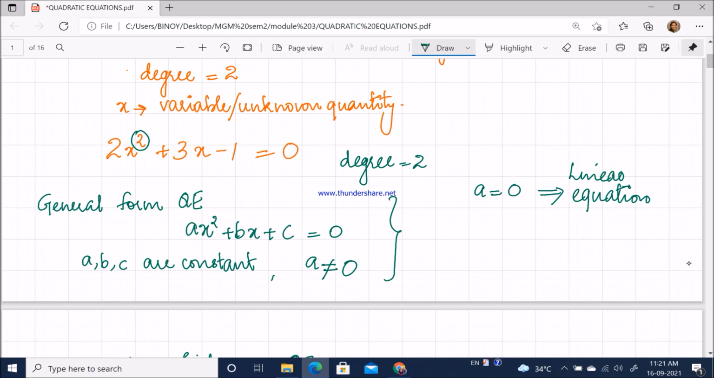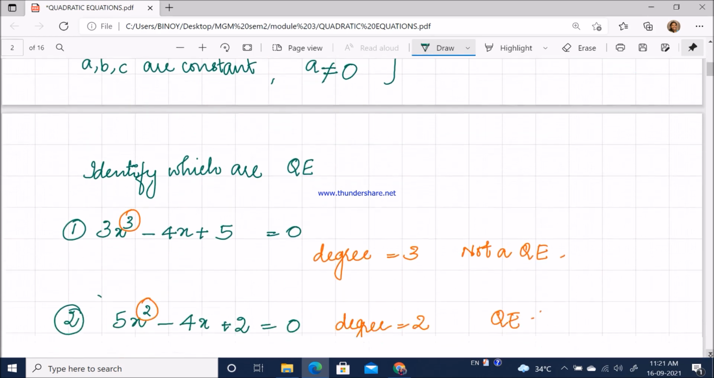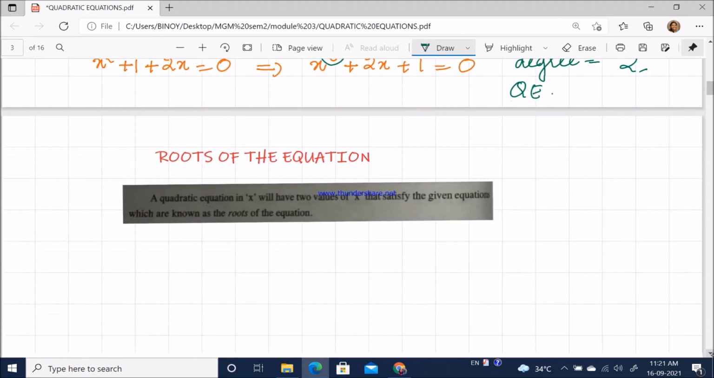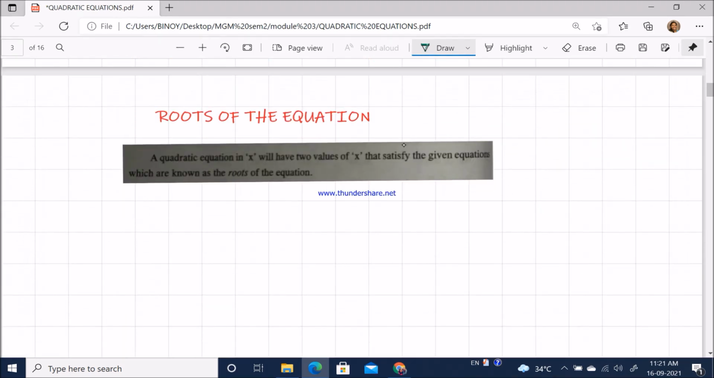If a is equal to 0, that is called a linear equation. Now let's see what are the roots of an equation. A quadratic equation in x with two values of x that satisfy a given equation is called roots of an equation. So let's consider an example. Let's consider a quadratic expression x square plus 5x plus 6 is equal to 0.